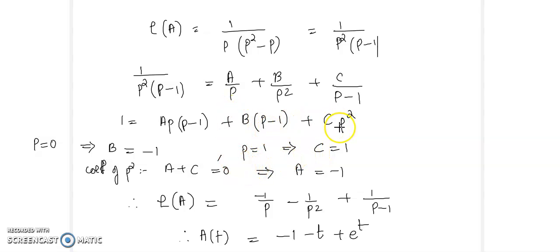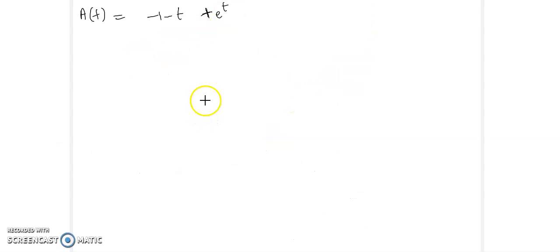That will give me the value of b and c. Then I've taken the coefficient of p square. So a plus c will be equal to 0. So that gives the value of a also. So therefore, Laplace transform of a will be minus 1 by p square minus 1 by p plus 1 by p minus 1. So taking the inverse transform, you will get a of t equal to minus 1 minus t plus e raised to t. So that is a of t.